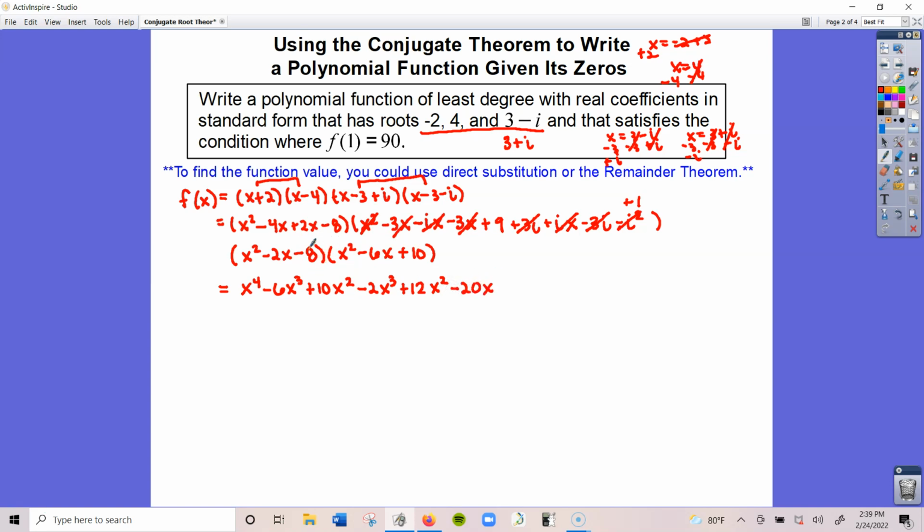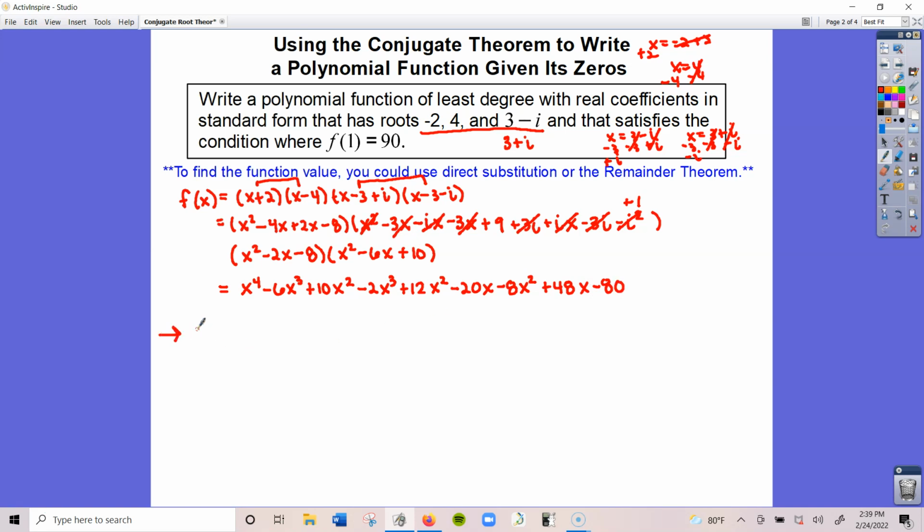Finally, we're going to distribute the negative 8. Negative 8 times x squared is negative 8x squared. Negative 8 times negative 6x is a positive 48x. And negative 8 times 10 is negative 80.